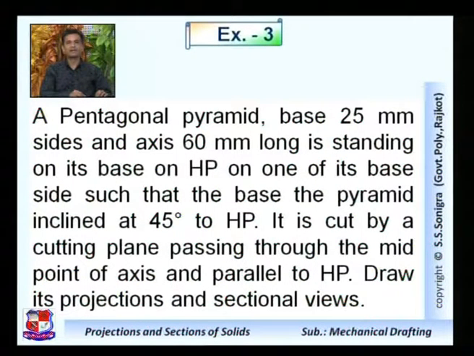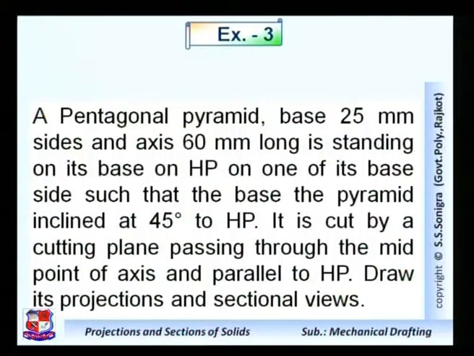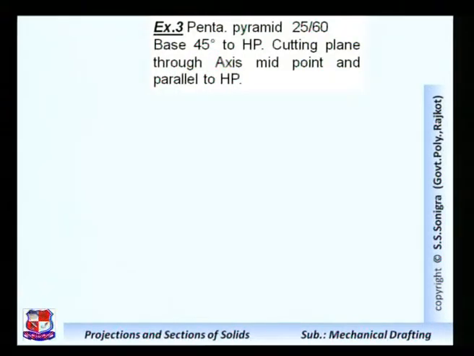So here a pentagonal pyramid is given to us, dimensions are given, and it is cut by a cutting plane which passes through the midpoint of the axis and parallel to HP. In short, the data could be written like this. It's a pentagonal pyramid 25 by 60, base 45 degree to HP, and cutting plane passes through the axis midpoint and parallel to HP. The small data or shortened data.